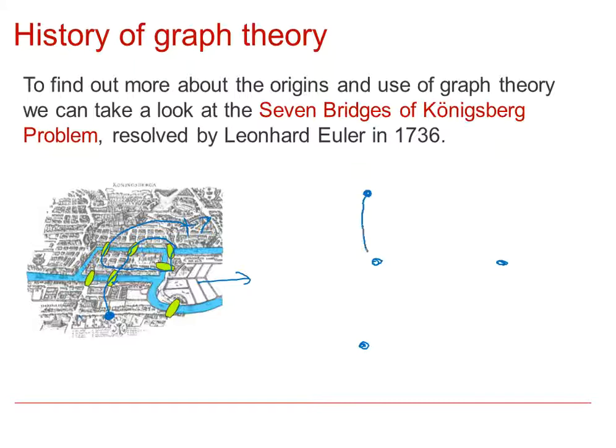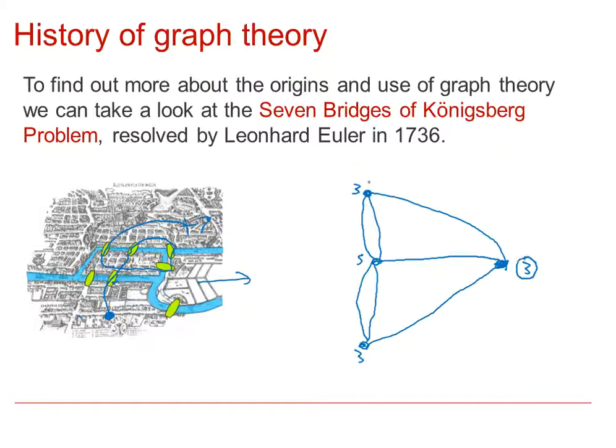So there's two bridges from the north of the river to the island, two bridges from the island to the south of the river. There's a bridge to the right, there's a bridge from the north, and there's another bridge from the south. And when you look at the order of the nodes, you get 3, 5, 3, 3. And because there are 4 odd nodes, it's impossible to traverse. This is non-traversable because there are more than 2 odd nodes.